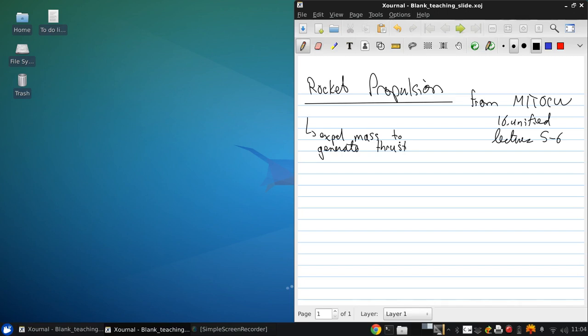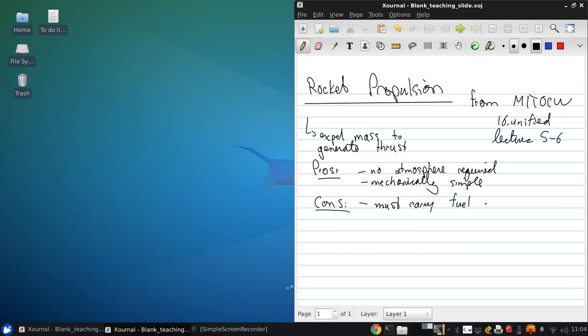Now, the advantages of rocket propulsion is that you don't need an atmosphere to generate thrust, and it's mechanically simple. The big disadvantage is that you must carry around everything that you're going to use for propulsion. So in addition to carrying fuel, you also need to carry around your oxidizer.